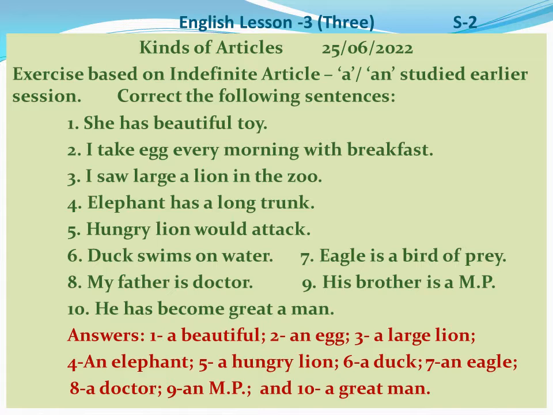Sentence number 1, she has beautiful toy. Sentence number 2, I take egg every morning with breakfast. Sentence number 3, I saw large a lion in the zoo. Sentence number 4, elephant has long trunk. Sentence number 5, hungry lion would attack.